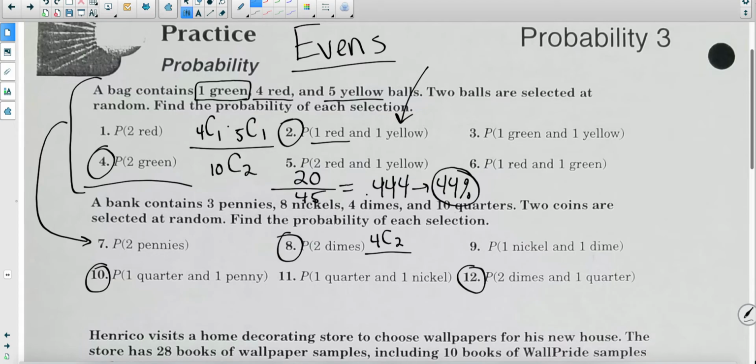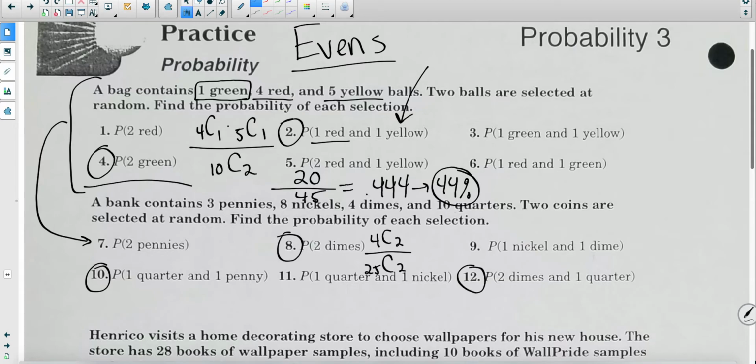so that would be us getting our 2 dimes, and then we have 3 plus 8 plus 4 plus 10, so that's going to be 25. So we'll have 25 choose 2. That would be our total possibilities down here. So if you put those in your calculator, see what you get.